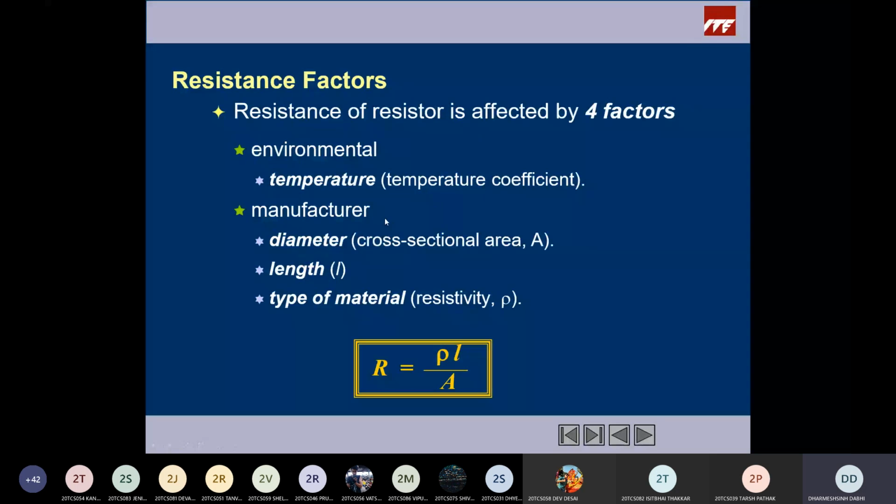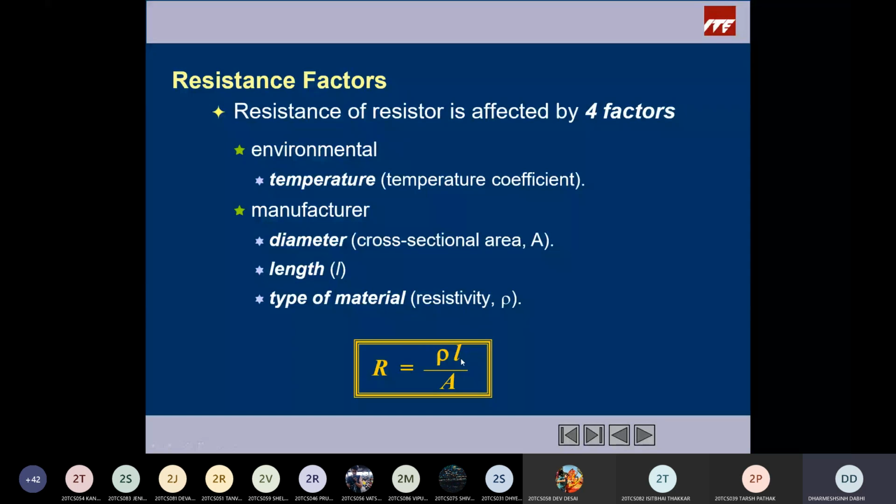Then what are the factors that affect the value of resistance of the resistor? As you know the equation of resistance, R is equal to rho L by A. So rho is the resistivity of the material. Based on the material, the resistivity of this resistance will change. If you have a copper material resistance or an aluminum resistance, all these materials have different values of resistivity. So you get a different value of resistance. So the first parameter which affects the value of resistance is the type of material.